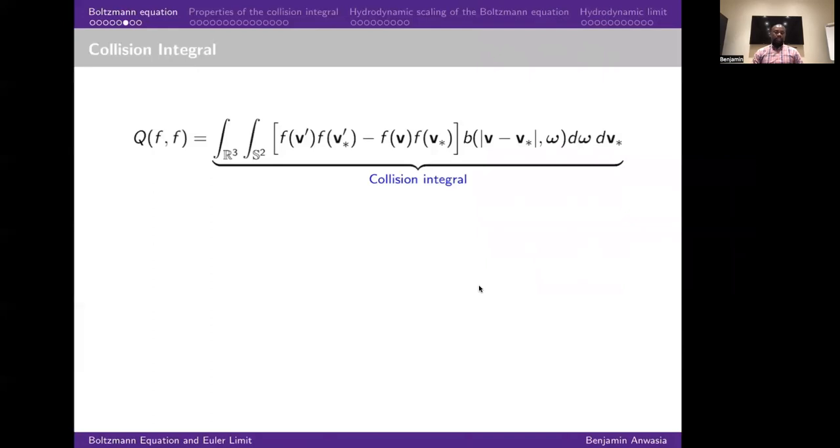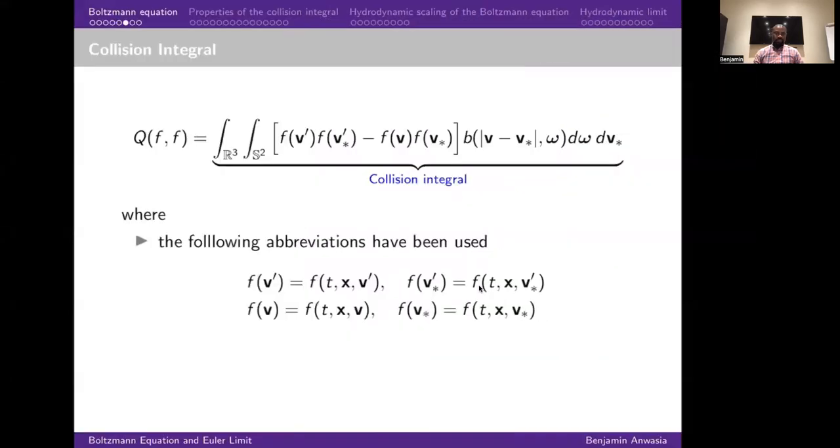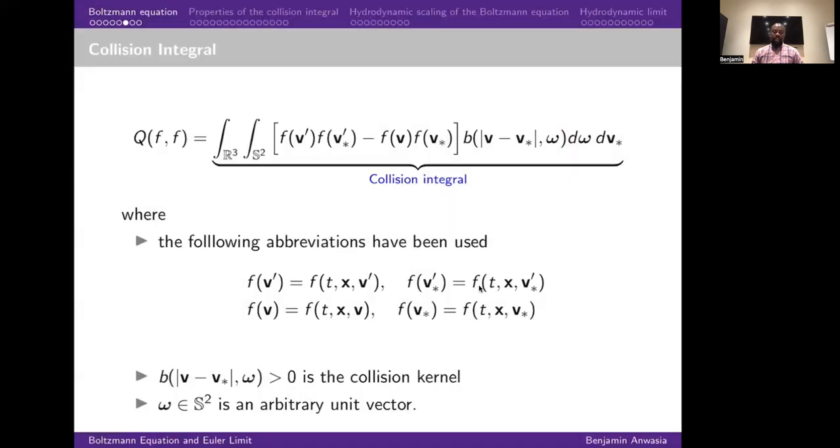In the definition of the collision integral, I have used the following abbreviations. In particular, I have suppressed the dependence of the velocity distribution function on the time and space variables. The function B that depends on the absolute value of the relative velocity and omega is a non-negative function called the collision kernel. And again, omega is an arbitrary unit vector.